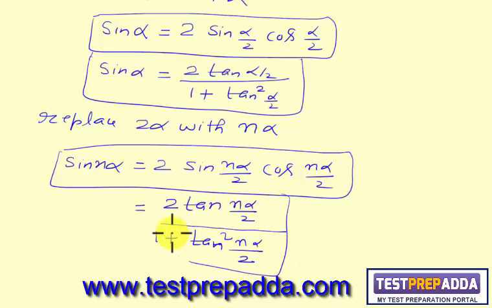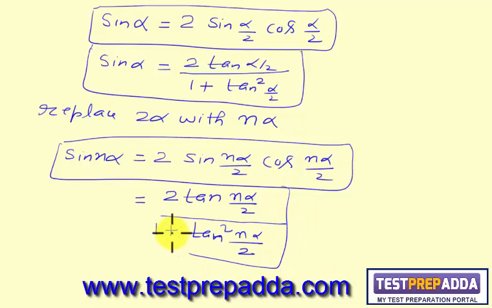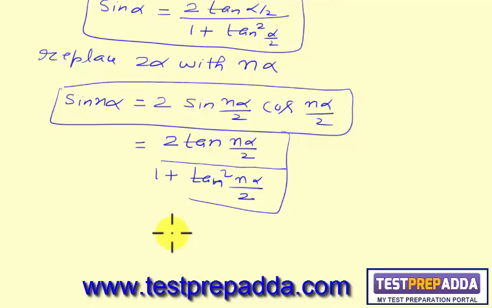Okay, now this is about the sine. Now we will try to find cos 2 alpha. Cos 2 alpha in the similar manner as we did for sin 2 alpha. Here also we will write in the same manner.